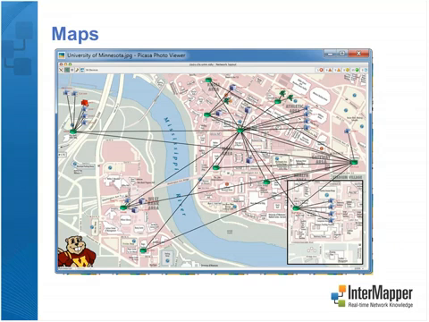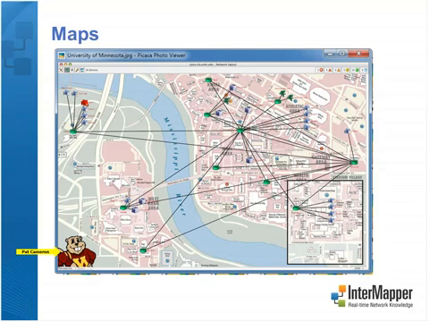So let's take a look at some examples of some of the maps that we've gotten from some of our customers. Our corporate office is located in Minnesota, right outside of Minneapolis, and this is Goldie Gopher, the University of Minnesota mascot, and the university is a customer of InterMapper.